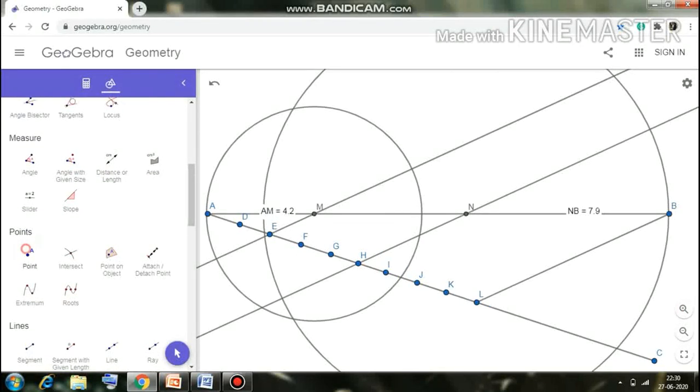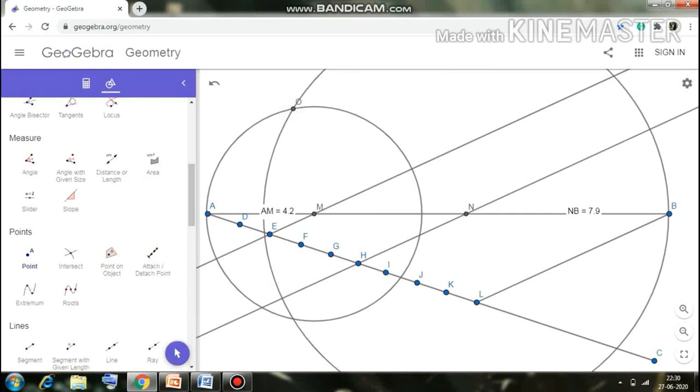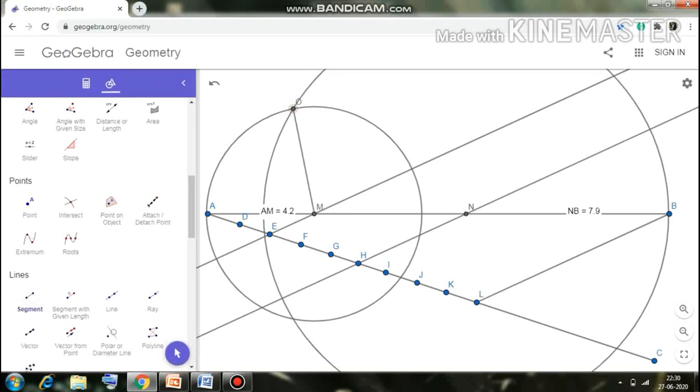Now we have to mark the intersection point of these two circles. So let's mark it as O. And at last we have to join OM and ON. Yes. Thus OMN is our required triangle.